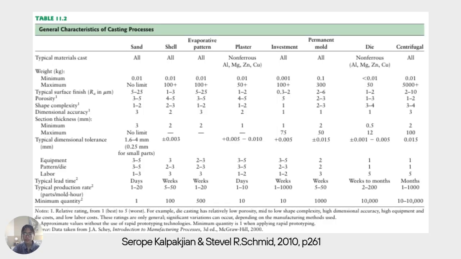Here we have another table, 11.2, which is the general characteristics of the casting processes. So there is the material cast, and there is also the weight, the typical surface, the porosity, shape, complexity, and all of that.